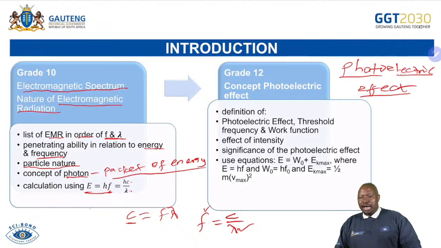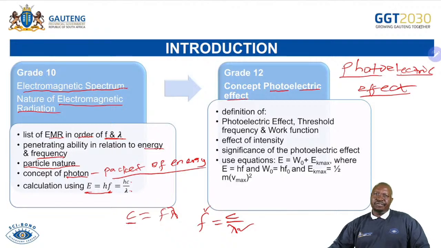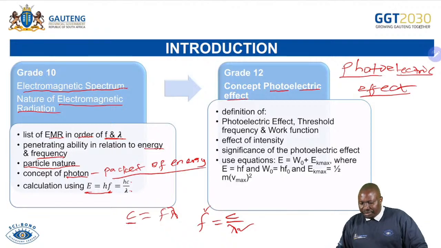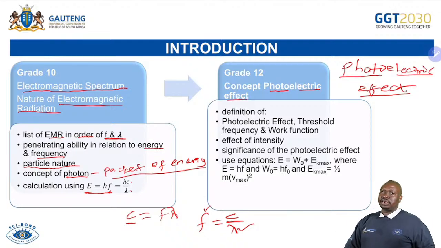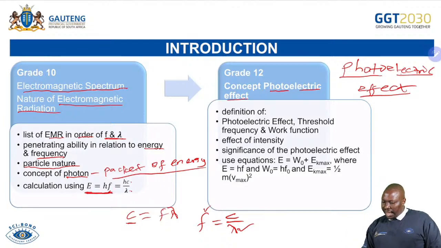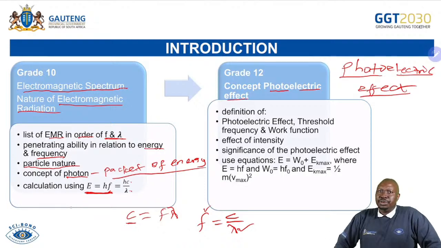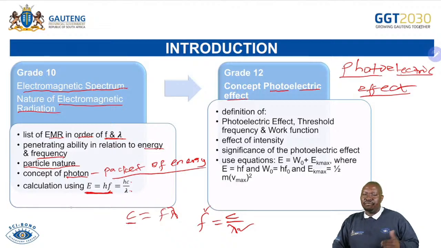Now, in grade 12, we're introducing that concept of the photoelectric effect. So we're going to look at the effect of this light on the electrons, how the electrons are going to behave when they are bombarded with light of different frequency. Remember, when you say light, we said light has frequency, and that frequency is given in terms of the energy of that light, which is hf. That frequency is the one that is going to determine how the electrons will behave when they are bombarded with light of that specific frequency. So we're going to look at that.